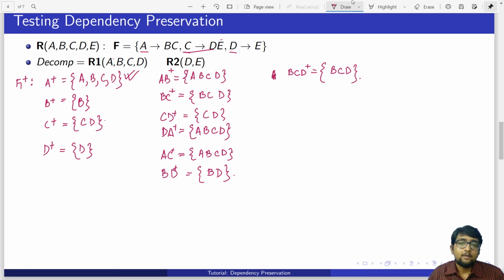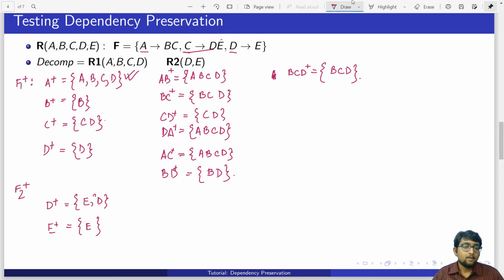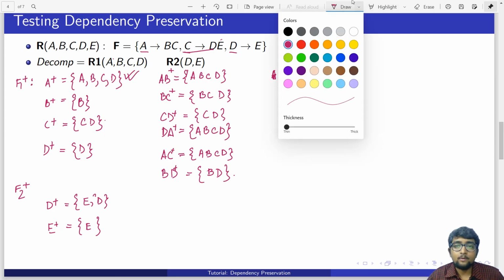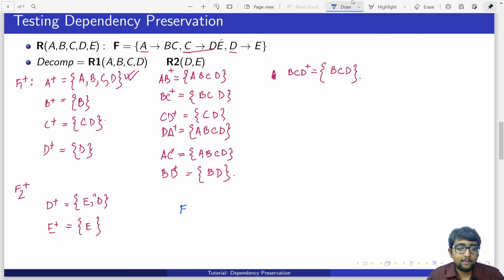Okay. So basically this is your F plus, the closure set of dependency on R1. Now for R2, F2 plus. So now we have completed F1 plus and F2 plus. The next step would be to find the union. So we will check whether F1 plus union F2 plus can find the equal to the initial dependency set F. Now we discussed that these three dependencies are directly applicable, that is C goes to D.